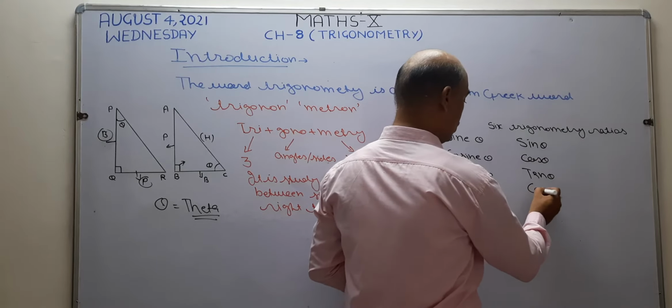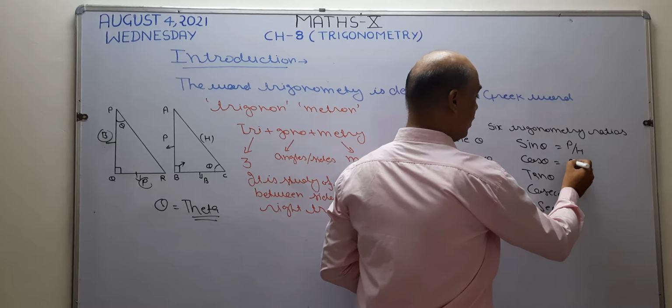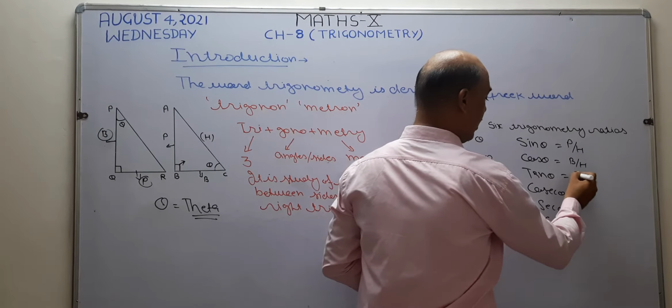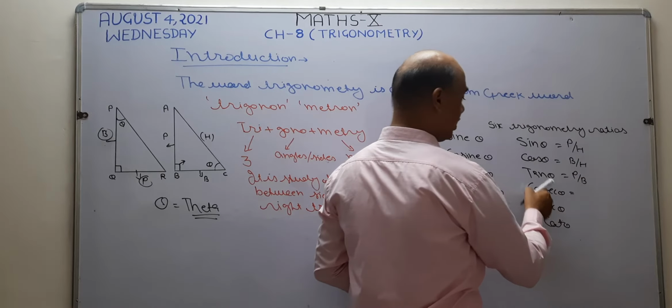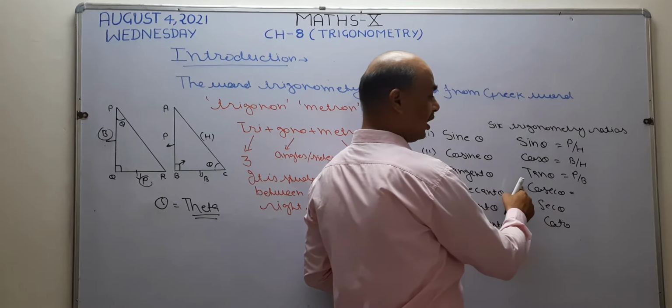Now, how do you find the value of sin theta? Sin theta is P by H. Cos theta is B by H. Tan theta is P by B. Cosec theta is the reciprocal of sin theta, so this becomes H by P. Secant theta is the reciprocal of cos theta, so this becomes H by B. And cot theta is the reciprocal of tan theta, so this will become B by P. You have to remember all these 6 trigonometric ratios.